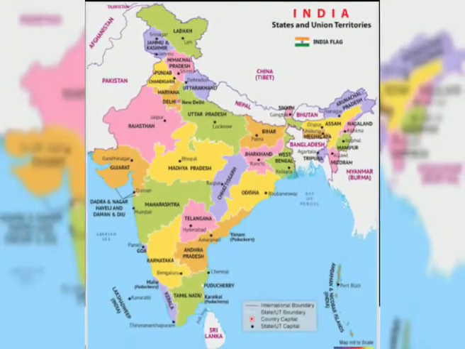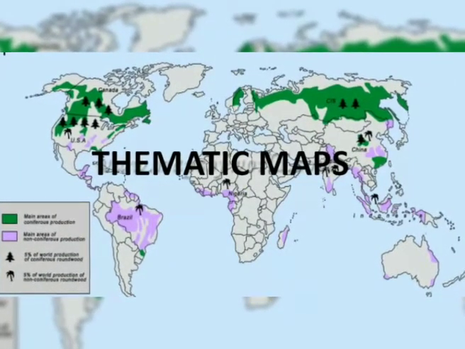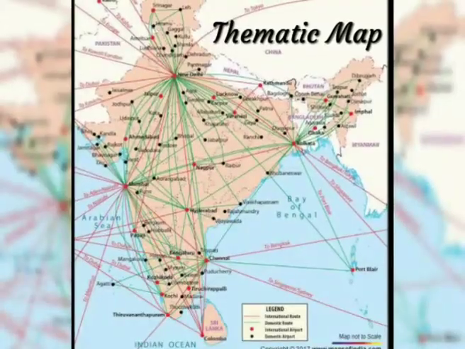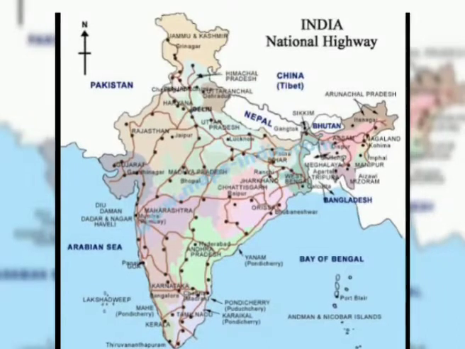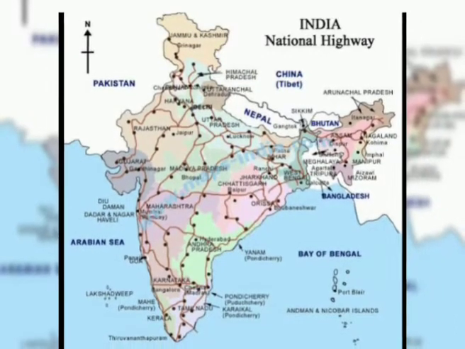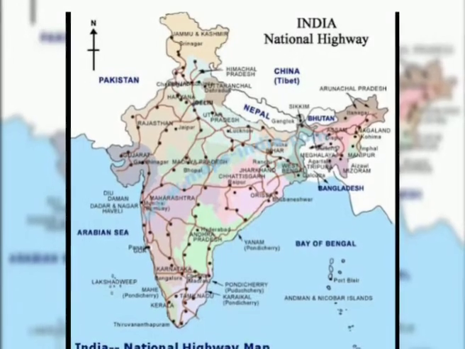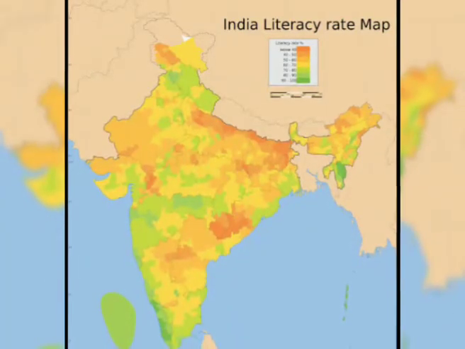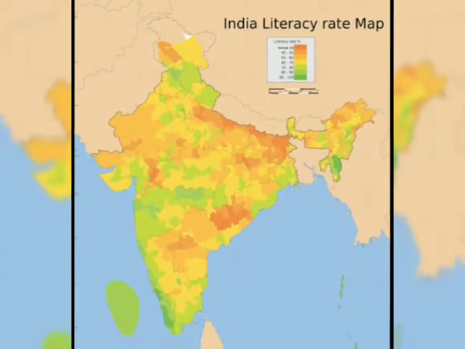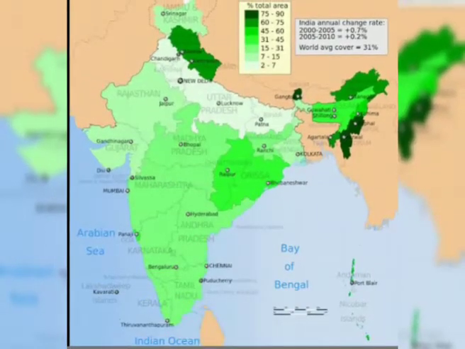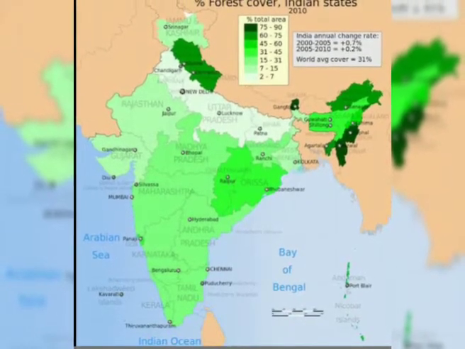Okay, let's move towards the third map, that is the thematic map. A thematic map is mainly used for specific information, for a specific purpose. For example, if you want to show the road map of the whole country, or the literacy rate of our country, we use this map. It is used only for a particular reason, like showing the distribution of forest in India. So forest is the main topic which we are showing in this map.